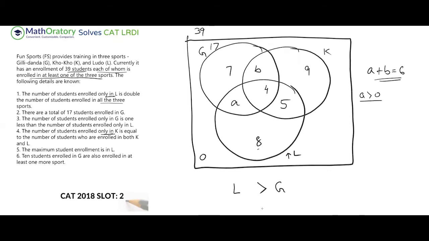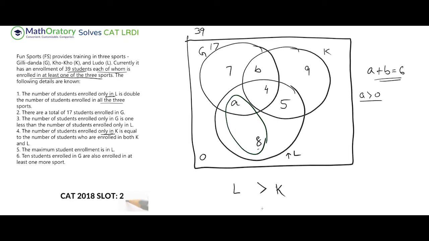L greater than G. But also L has to be greater than K. So we also have L greater than K, right? Now, if L is greater than K, similar to the previous analysis, this region is common between L and K. So that is not a comparison point.